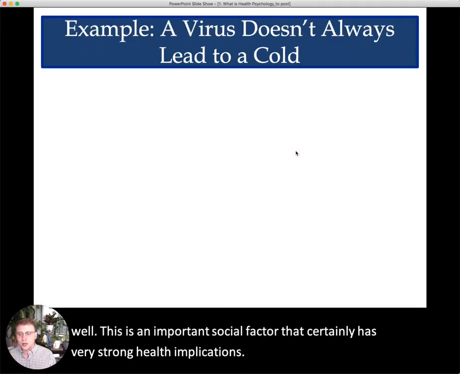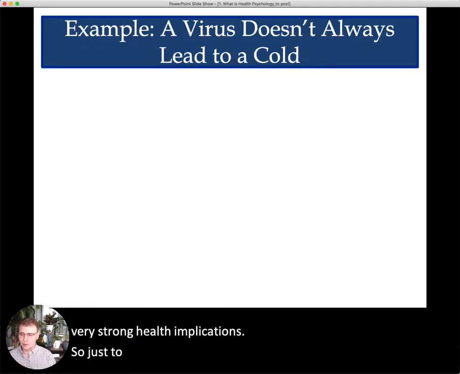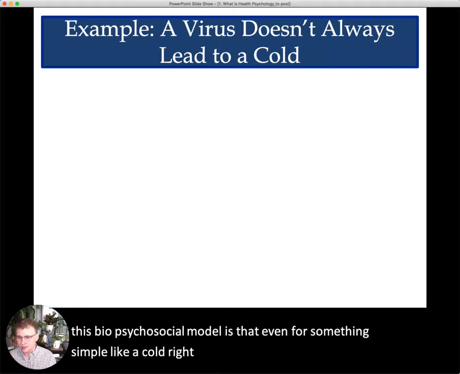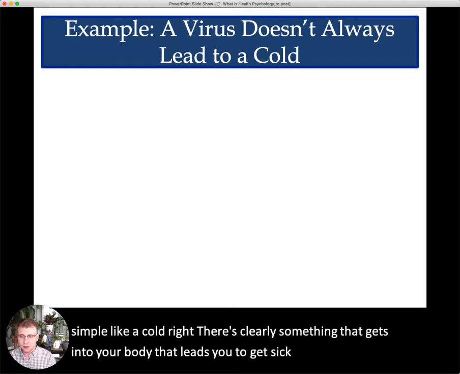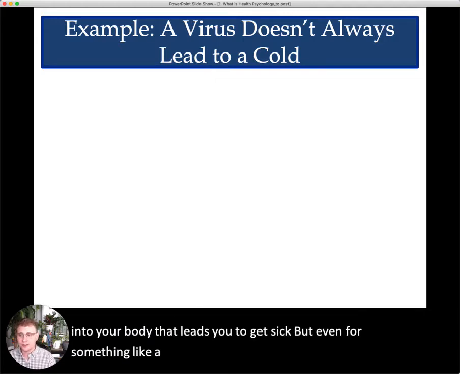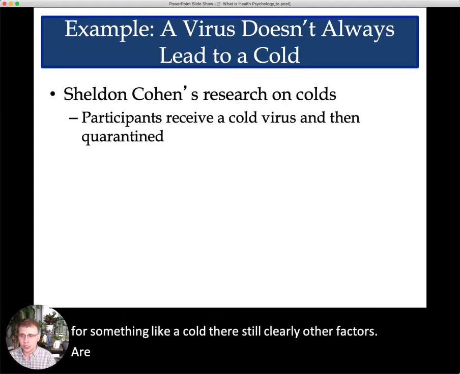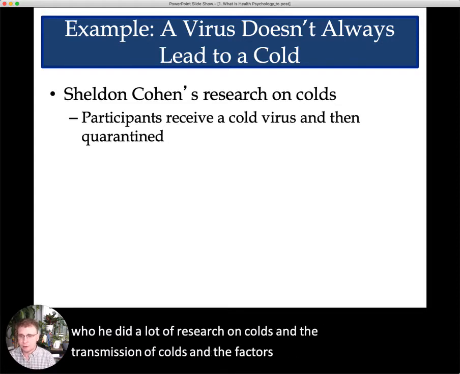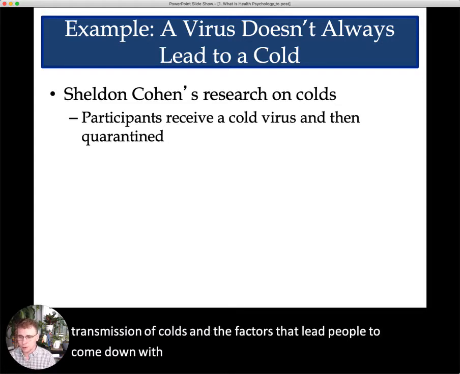So just to give an example to sort of motivate the importance of this biopsychosocial model, even for something simple like a cold, right? There's clearly something that gets into your body that leads you to get sick. But even for something like a cold, there's still clearly other factors that are involved. So some early work from Sheldon Cohen, who did a lot of research on colds and the transmission of colds and the factors that lead people to come down with a cold when they're exposed to a cold virus.